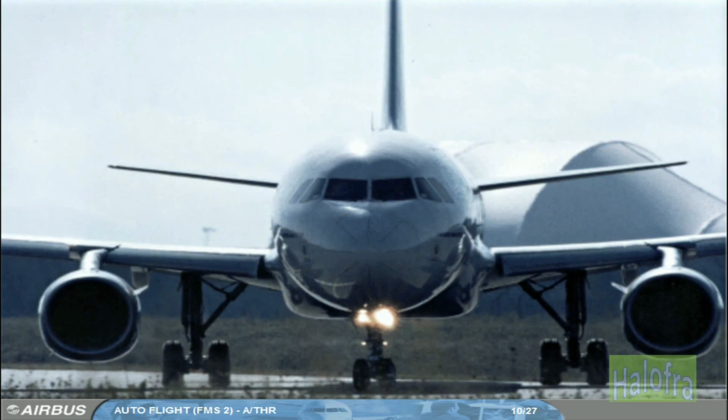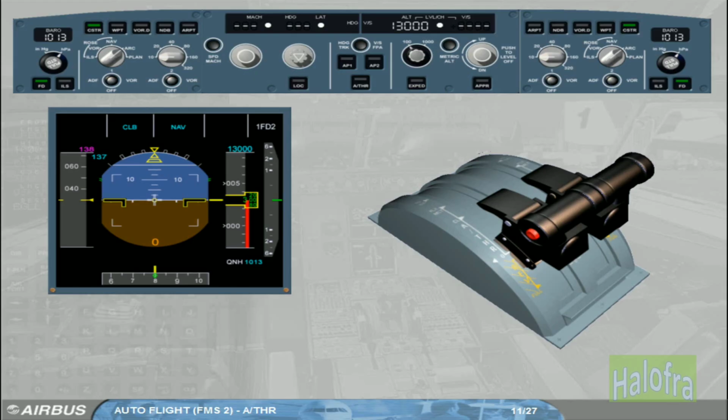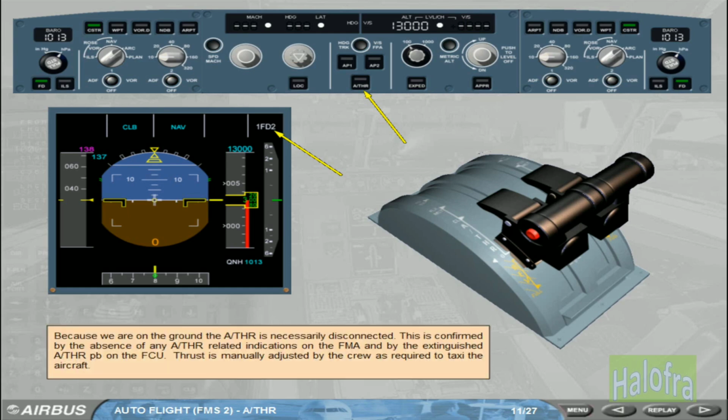We are taxiing to the runway. Because we are on the ground, the autothrust is necessarily disconnected. This is confirmed by the absence of any autothrust-related indications on the FMA and by the extinguished autothrust push button on the FCU. Thrust is manually adjusted by the crew, as required to taxi the aircraft.